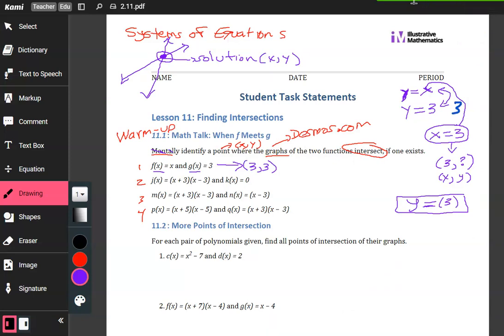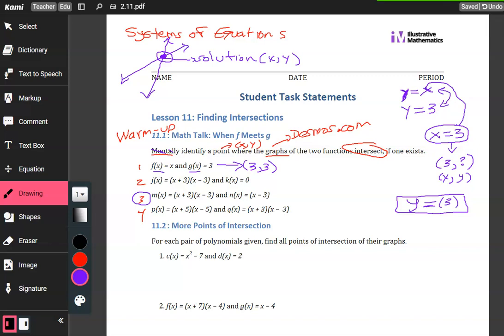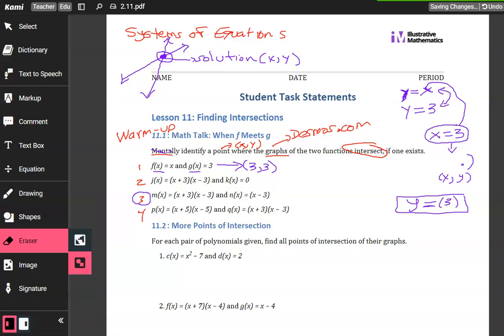Okay, so that's what this lesson is about. You're looking for points where the graphs intersect, but without actually graphing them, showing this algebraically. Let me do 3. Let me do this one right here. Let me erase this work here.